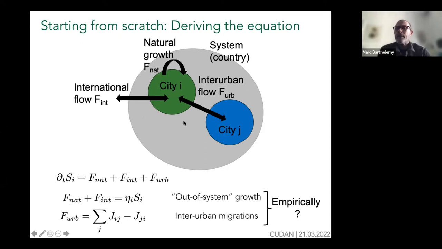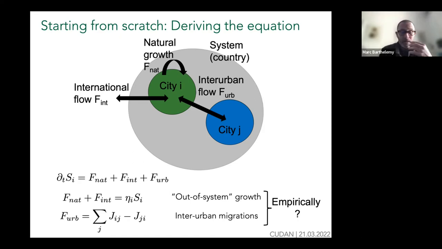Then the third reason is the interurban flow. You are living in some city and for some reason, to find a job or whatever, you move to another city. And this is the interurban flow. And that's it, basically. So what you write is that the time variation of the population of city i is the sum of three terms: the demographic growth, plus international flow, plus interurban flow. And that's it.